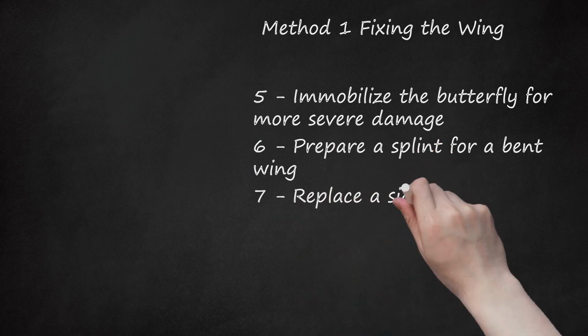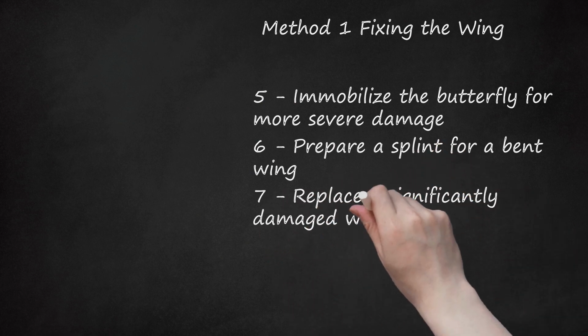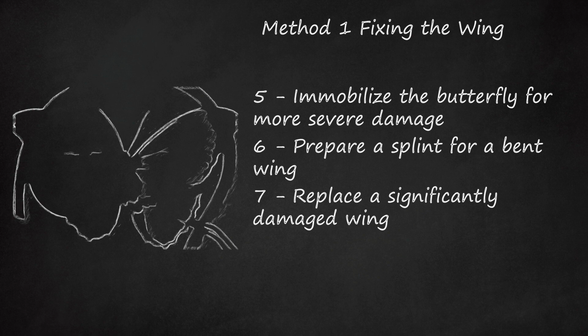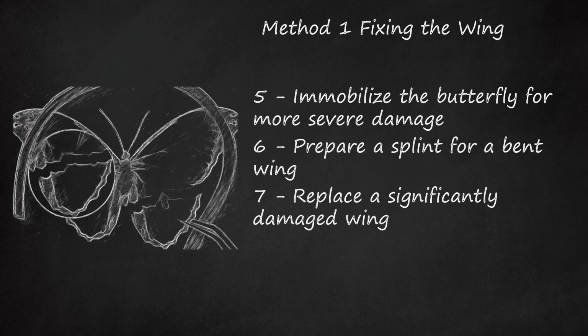7. Replace a significantly damaged wing. If the wing is missing a significant part or is badly damaged, you can either reattach the missing part or put on a new wing. Start by cutting off the wing if it is badly damaged, leaving some at the bottom as a place to attach a new wing. Make sure the butterfly is laid out on the towel for this whole step.